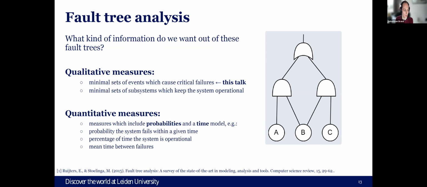And when we go to quantitative measures, as Arnd already said, this goes more in the direction of including these probabilities and a time model, and we can ask questions about what's the probability that the system fails within a given time, or the percentage of time that the system is operational, or the average time between failures.